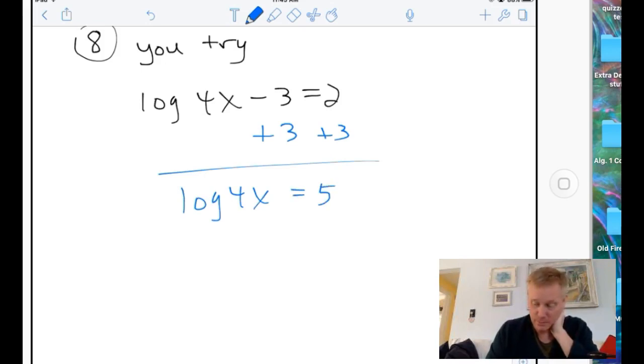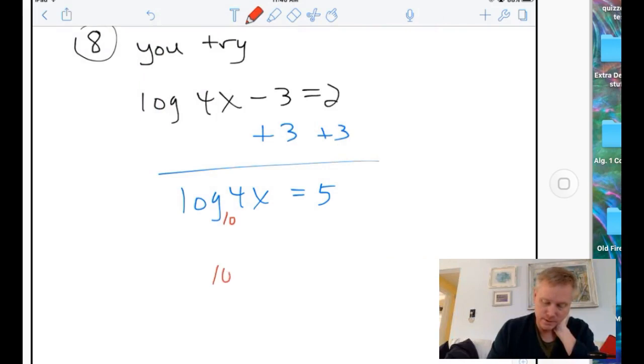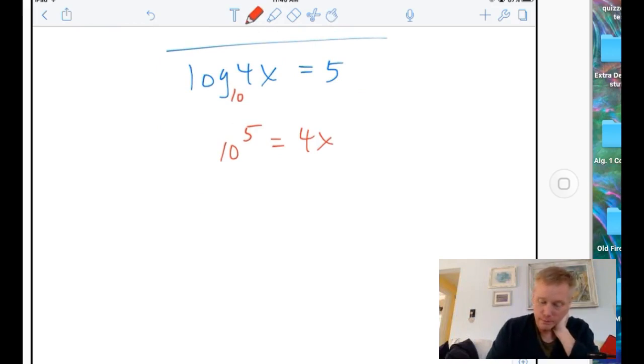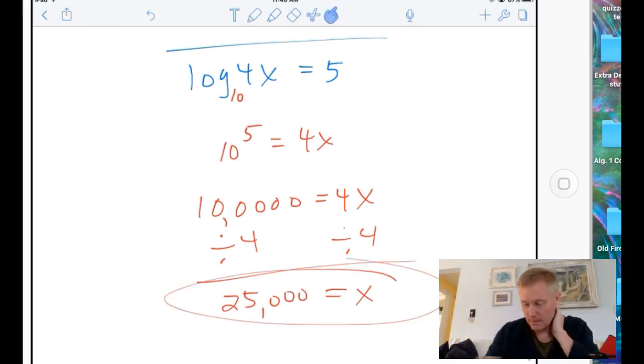Now I'm going to switch to exponent form. There's an implied 10 there, which means 10 to the 5th power equals 4x. 10 to the 5th power is a 1 followed by 5 zeros. 2, 3, 4, 5. And when I divide by 4, I get x equals 25,000. And that's the answer.